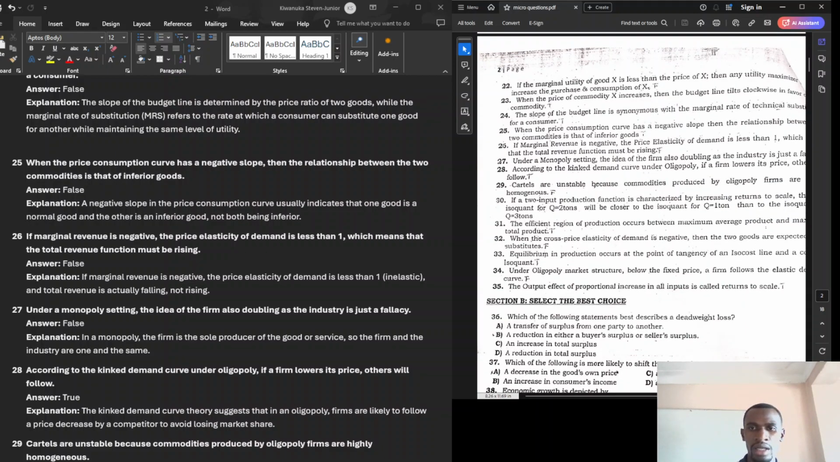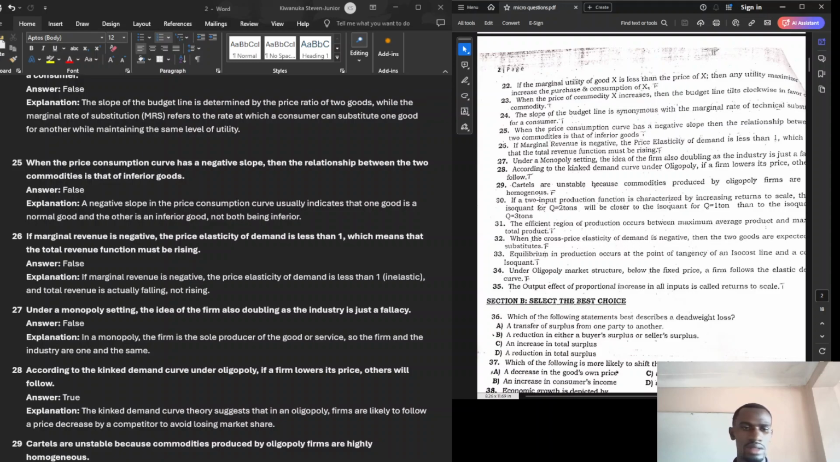29. Cartels, I don't know if I'm pronouncing it rightly. Cartels are unstable because commodities produced by oligopoly firms are homogeneous. Cartels are actually like agreements signed in order to stay in the market between, let's say, two organizations so that you don't charge higher prices to people. And so, cartels are unstable because commodities produced by oligopoly firms are homogeneous.